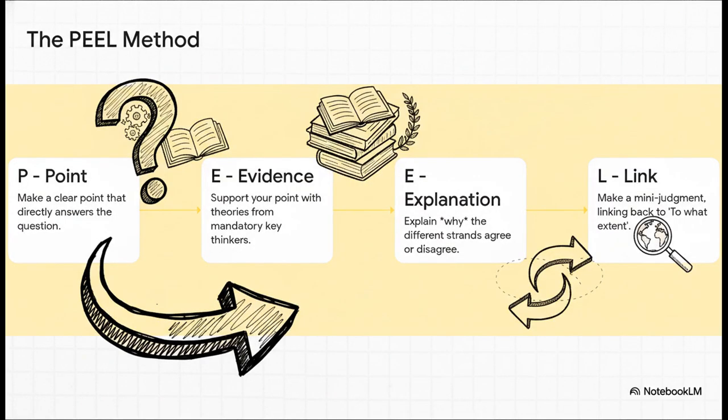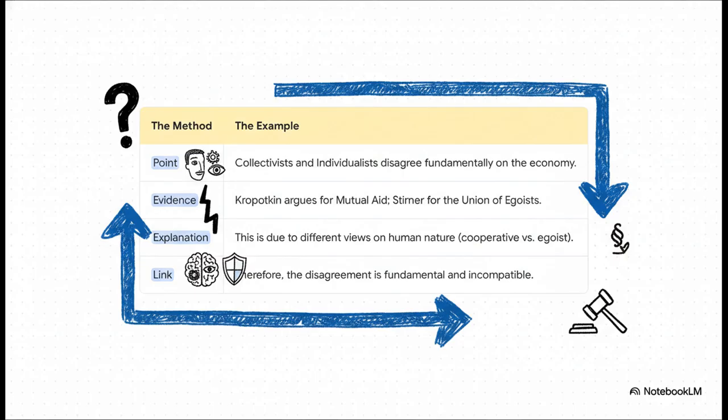Now, for the main body of your essay, there is one formula that is your best friend: PEEL. It is so simple, but it's brilliant because it forces you to hit all those assessment objectives in every single paragraph. You make your point. You back it with evidence from your thinkers. You explain why they agree or disagree. That's your analysis. And then you link it all back to the question with a mini evaluation. Every single time.